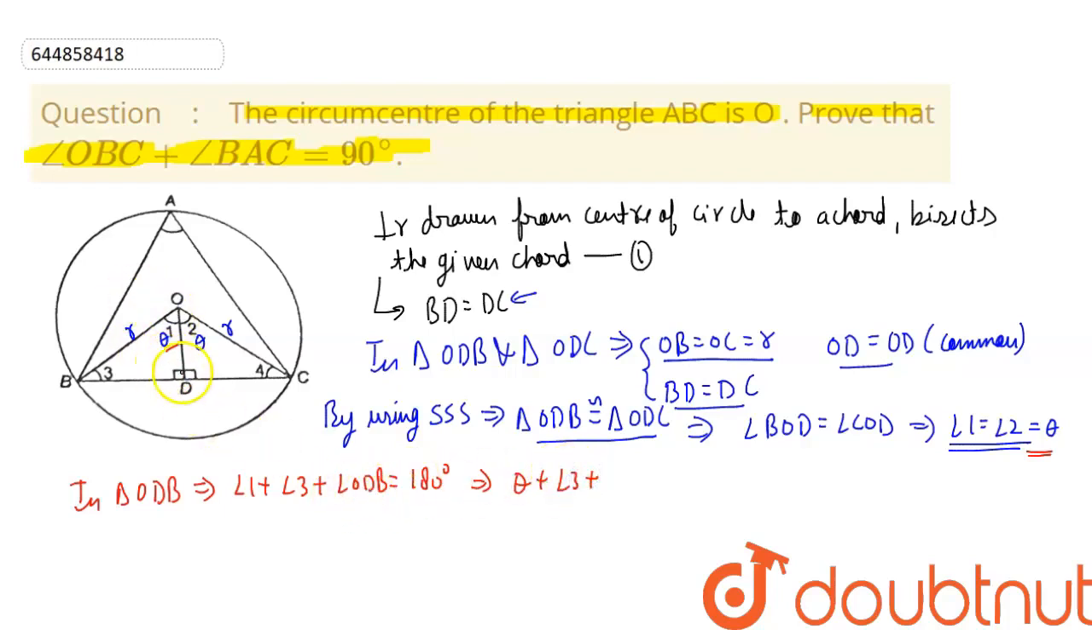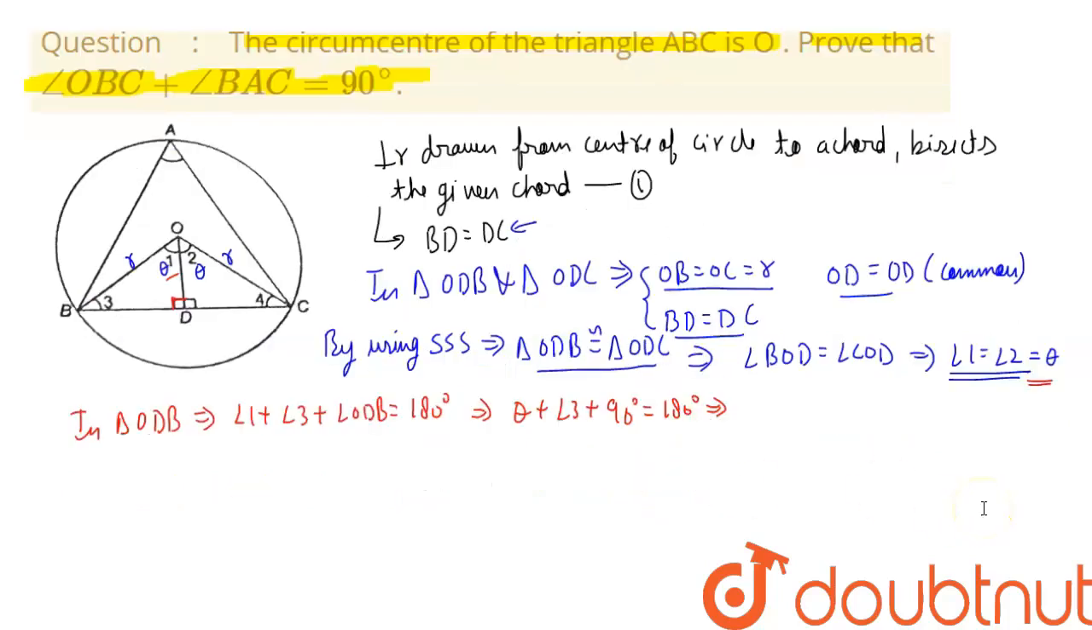So here we have the angle ODB as 90 degrees because this is the perpendicular which we have dropped from this point O, that is the center of the circle, to this chord BC. So this angle is 90 degrees and this would be equal to 180 degrees. If we further solve this, then we get the angle 3. The angle 3 would be 180 minus 90, that is 90 minus this theta. So we have got this angle 3 as 90 minus theta.